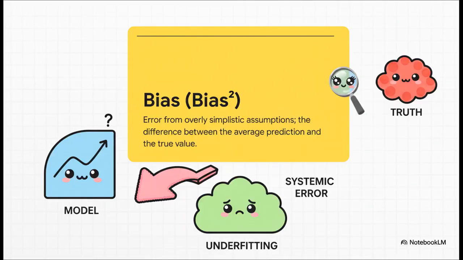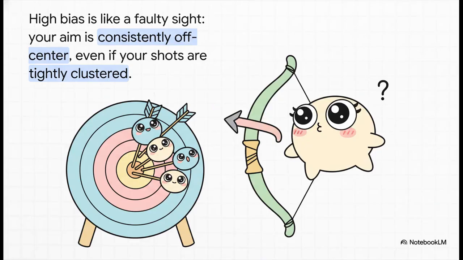Okay, culprit number 2, bias. Bias is the error you get when your model's assumptions are just too simple for the complexity of the real world. It's a stubborn, consistent kind of error, the difference between what your model predicts on average and the actual truth. This is the classic signature of underfitting. Let's go back to our archer. High bias is like having a crooked sight on your bow. All your arrows might land really close to each other, a nice tight cluster, but that entire cluster is consistently off the bullseye.